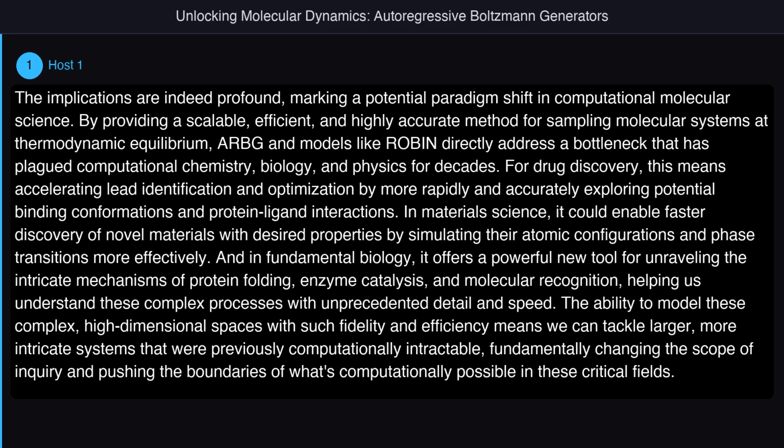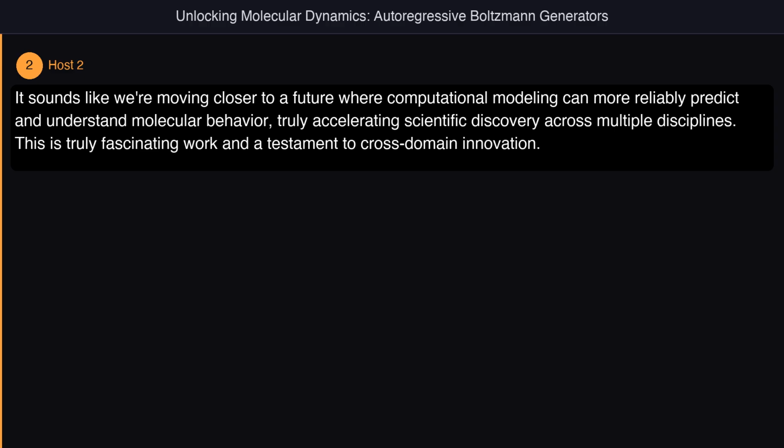The ability to model these complex, high-dimensional spaces with such fidelity and efficiency means we can tackle larger, more intricate systems that were previously computationally intractable, fundamentally changing the scope of inquiry and pushing the boundaries of what's computationally possible in these critical fields. It sounds like we're moving closer to a future where computational modeling can more reliably predict and understand molecular behavior, truly accelerating scientific discovery across multiple disciplines.